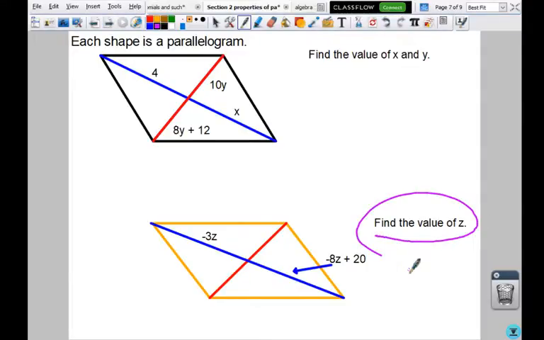Alright, find the value of z on this bottom line for this in-class problem. Diagonals cut each other in half, so that means the left side is going to equal the right side.